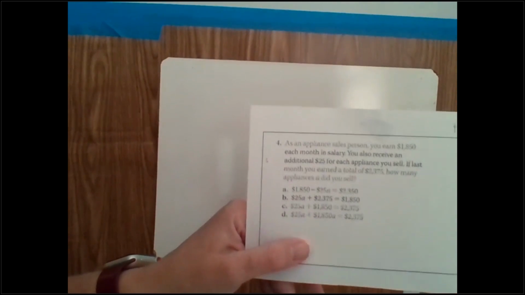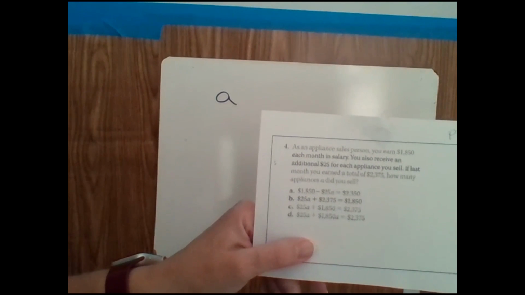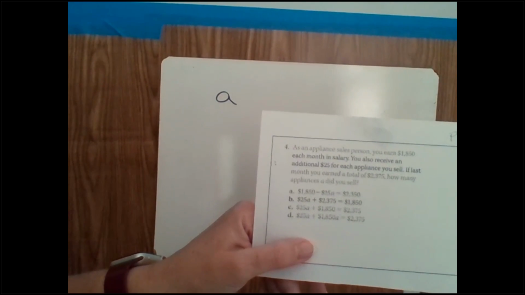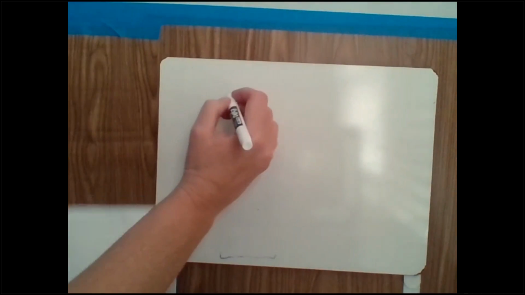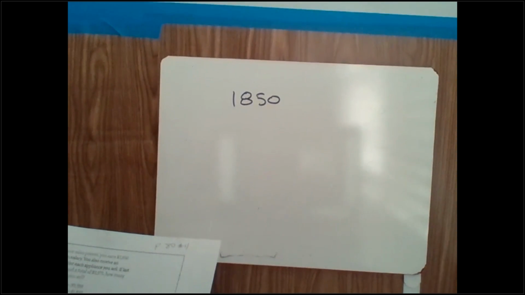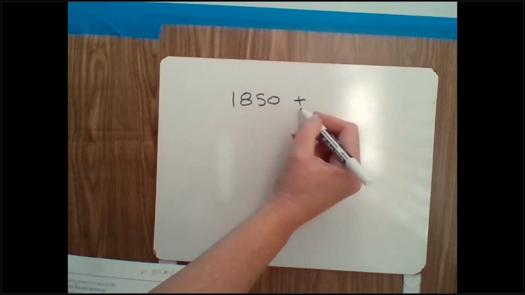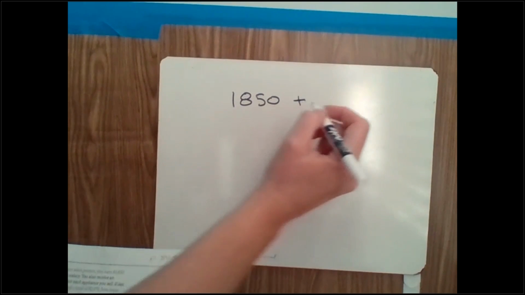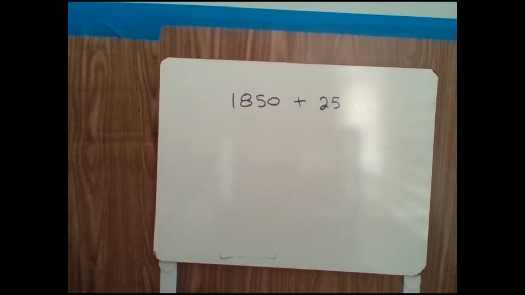I'm going to read this again. Let me see. We know that A is going to represent the number of appliances that we sold. And it says, as an appliance salesperson, I earn $1,850 each month in salary. So I know that I get $1,850 in salary. Good for me. I also receive an additional, hint, hint, we're going to add an additional $25 for each appliance that I sell.